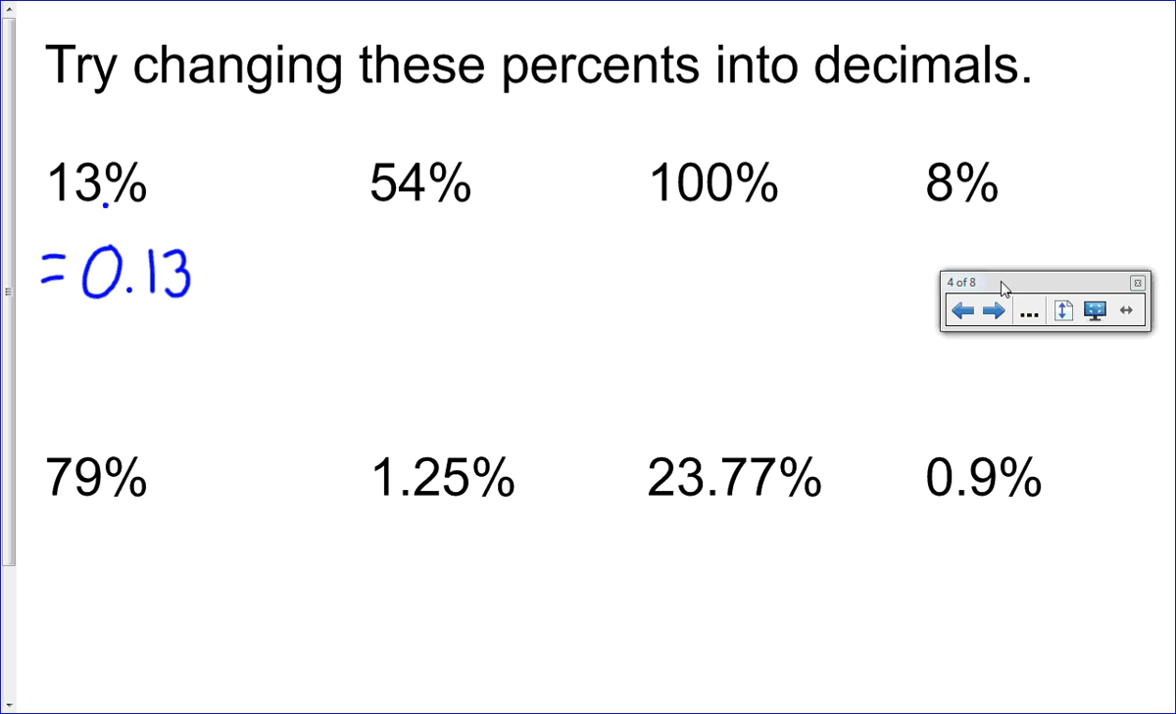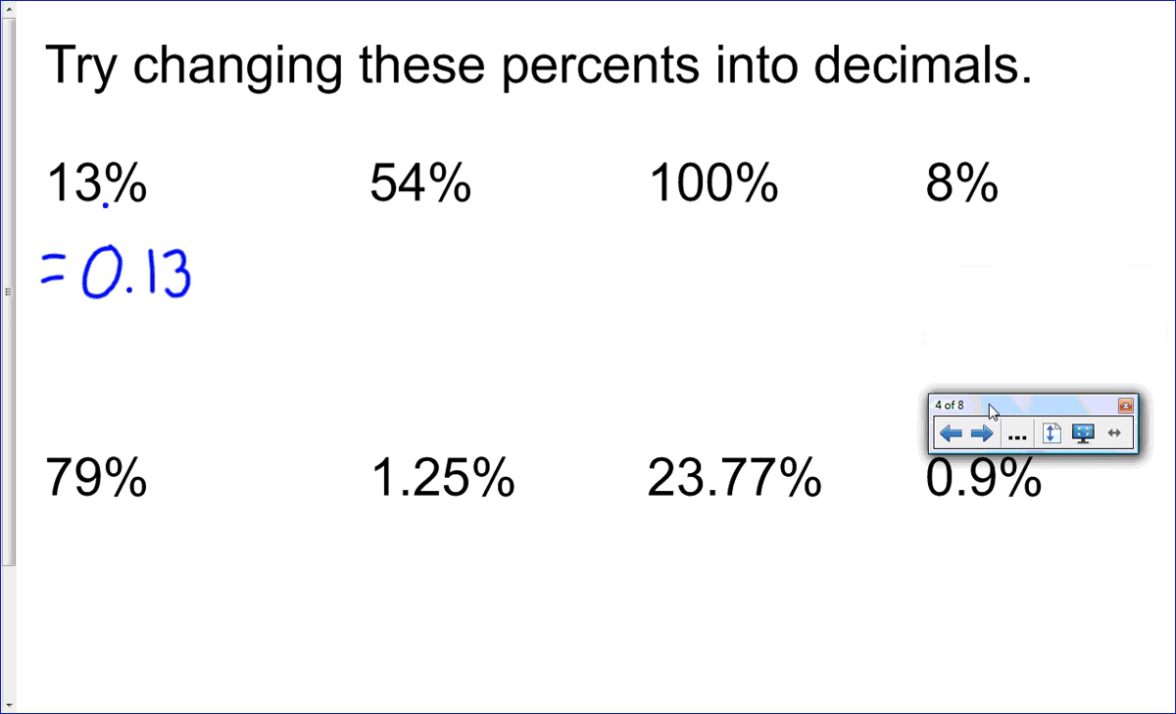Let's take a look at 8%. Okay, the decimal starts right after the 8. If I move it 2 spots to the left, I'm actually going to have an empty space, which I'm going to fill up with a 0, meaning that 8% equals 0.08.